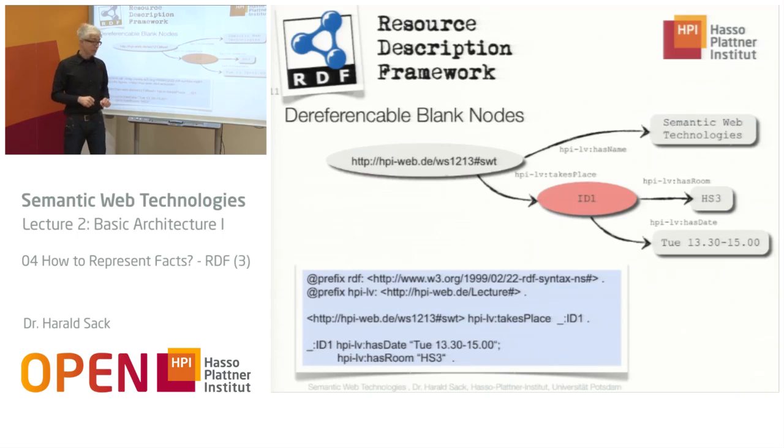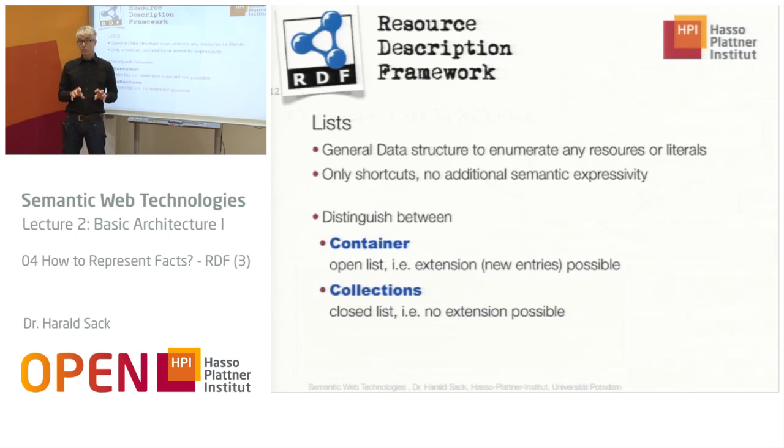Okay, so let's come to the second part of this short lecture. We want to talk about lists, and lists are nothing else than some kind of general data structure that helps me to aggregate a number of facts or a number of resources or literals in RDF. So it's kind of a shortcut. It means it has no additional semantic expressivity, but it saves time, space and effort to write everything down. And you have two different aggregators here in RDF. The one thing is called the container, which is a kind of open list. It means if you define a container, you can extend this container afterwards. And on the other hand, if you want to have a closed collection of things, a closed list, then you define a so-called collection. This is a closed list, and no further extension is possible later on.